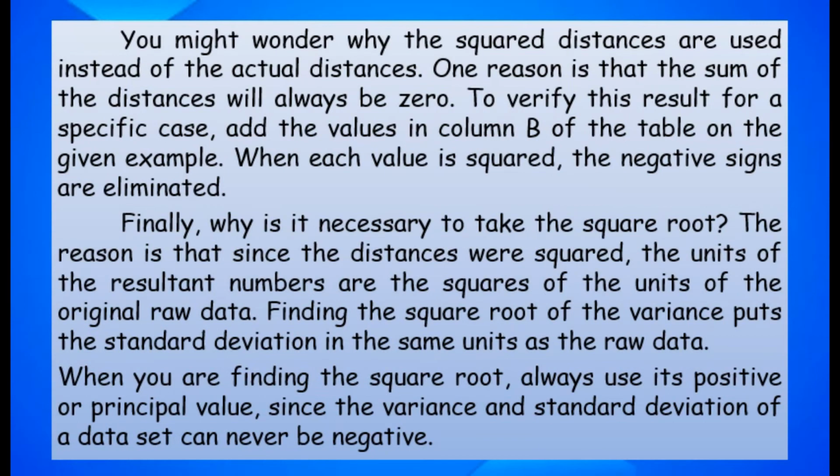Then finally, why is it necessary to take the square root? The reason is that since the distances were squared, the units of the resultant numbers are the squares of the units of the original raw data. Finding the square root of the variance puts the standard deviation in the same units as the raw data. When you are finding the square root, always use its positive or principal value, since the variance and standard deviation of a dataset can never be negative.